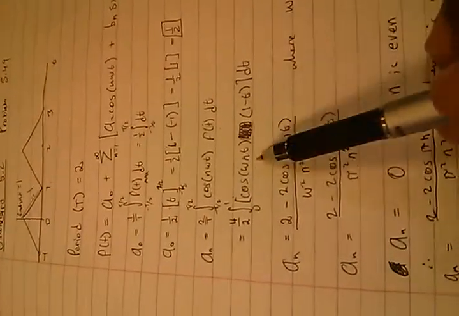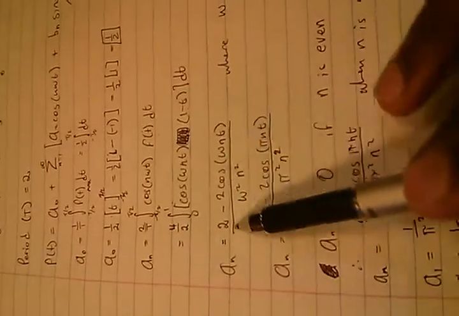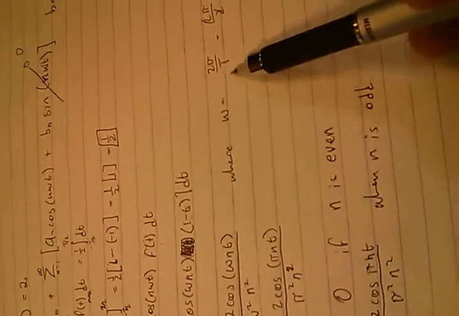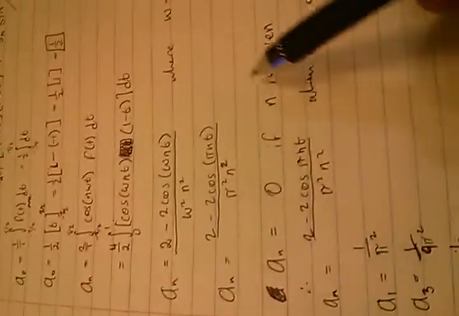Using Mathematica, we figure out that an is equal to this function, and we know that w is the angular velocity, which is equal to 2 pi divided by the period. Since we know the period, that means the angular velocity is equal to pi. Plugging that back into an, we see that an is equal to this whole function.